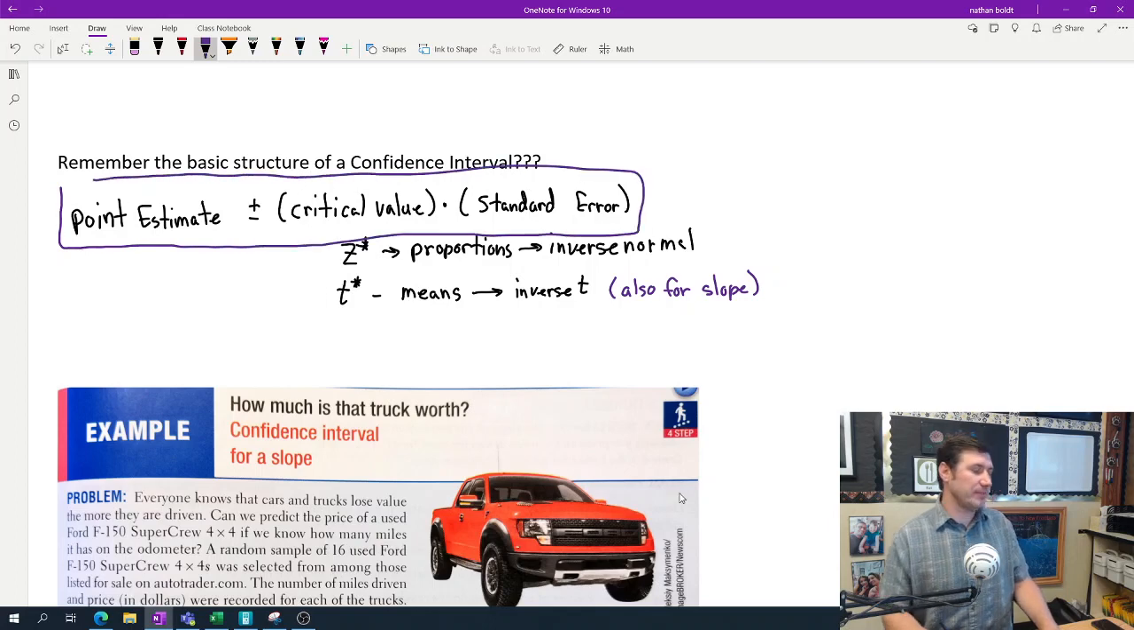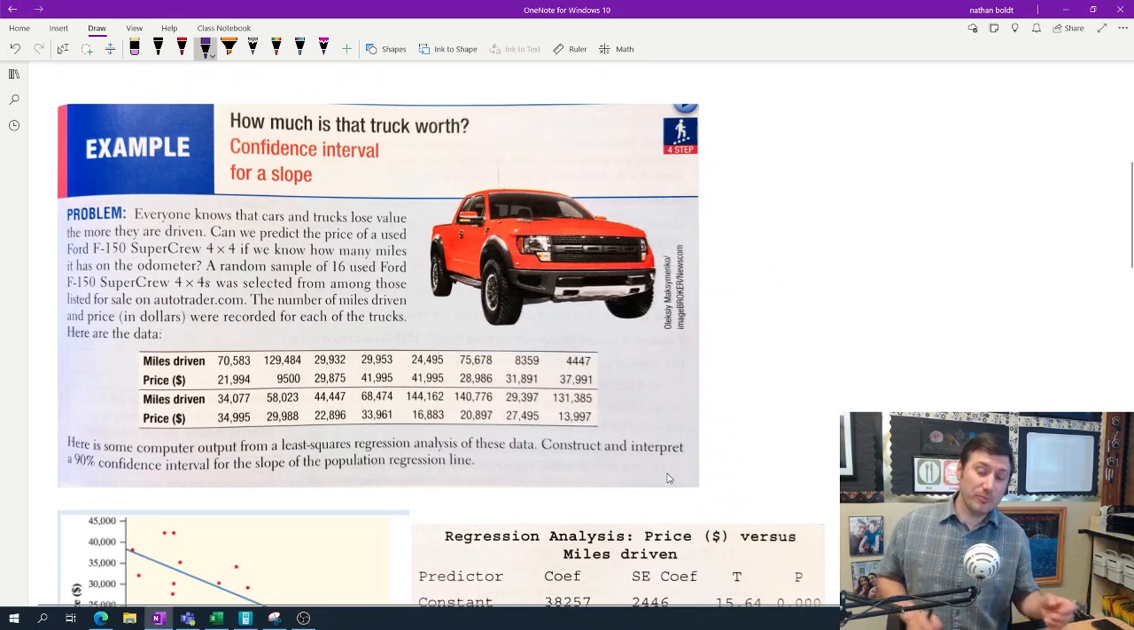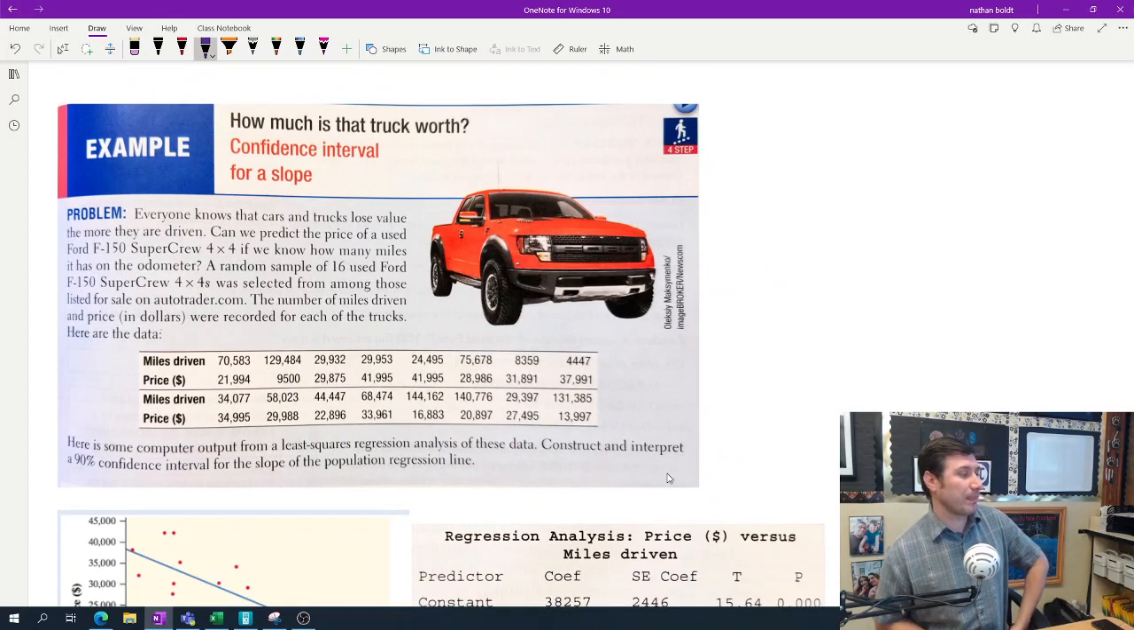So let's use it. This problem might look familiar. The book has recycled it a couple of times. Everyone knows that cars and trucks lose value the more they are driven. Can we predict the price of a used Ford F-150? The F-150 is, I think, the most selling car in the United States, actually. I know it's the highest selling truck, but I think it might be overall, possibly as well. A Ford F-150 Super Crew 4x4, if we know how many miles it has on the odometer.